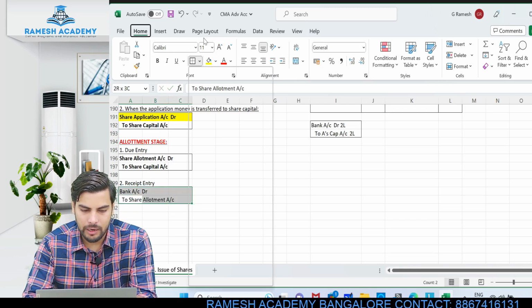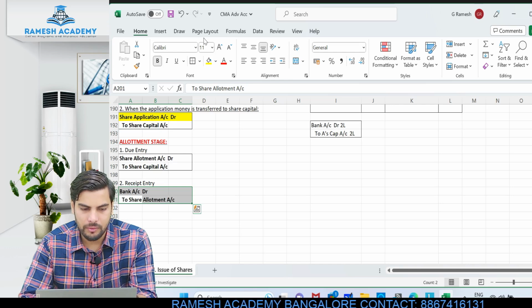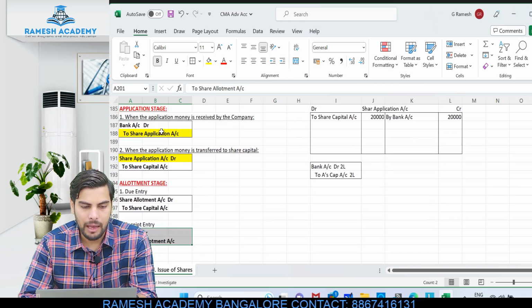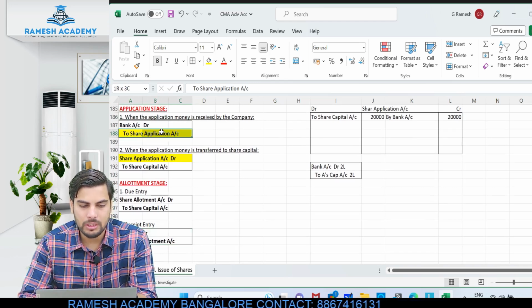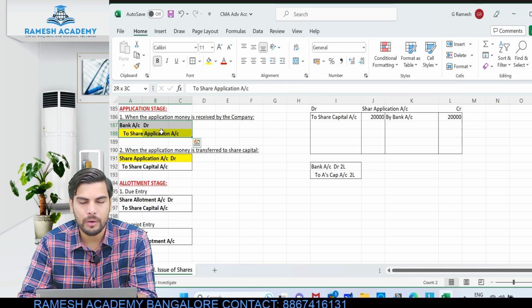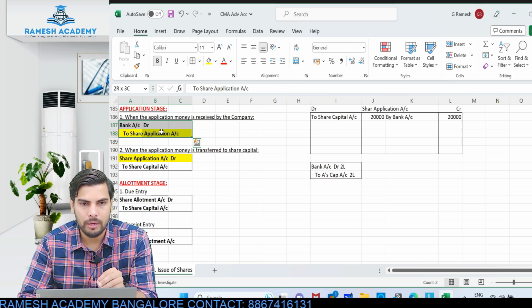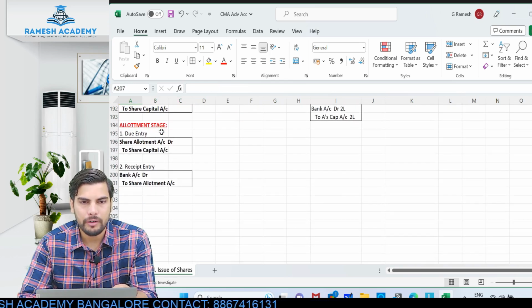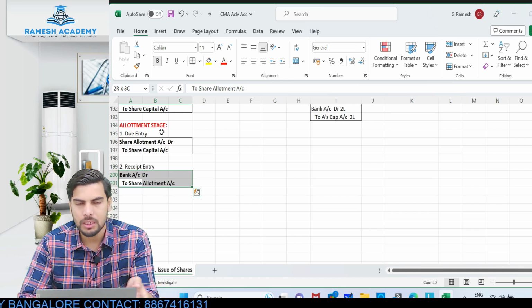Exactly similar to the entry we passed for the first entry. Just have a look at this: bank account debit to share application. When you are receiving the application money, what entry did you pass? Bank account debit to share application. When you are receiving the allotment money, what should be the entry? Bank account debit, and instead of share application, it would be share allotment.